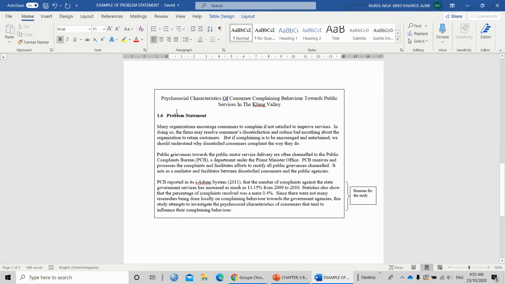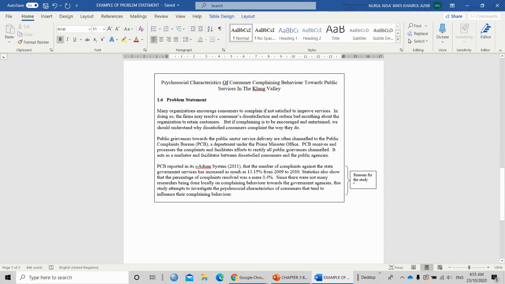Okay, another example, psychological characteristic of consumer complaining behavior towards public services in the Klang area. Okay, so dekat sini dia ada mention reason of the study. Ini pun sama. Okay, dia bagi figure. The number of complaints against the state government services has increased as much as 13.15% from 2009 to 2010. Okay, and then statistics also show that the percentage of complaints resolved was a mere 0.4%.